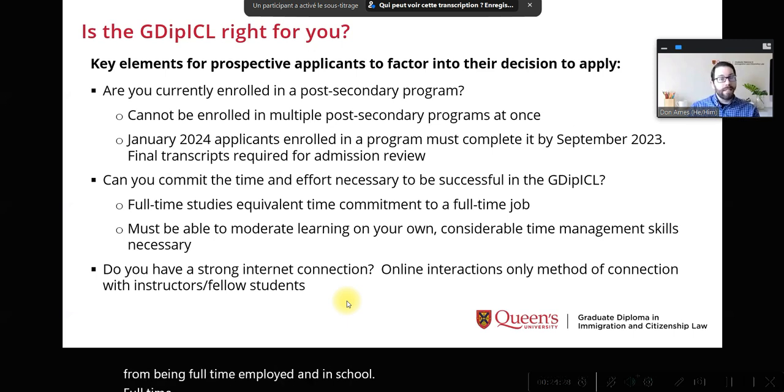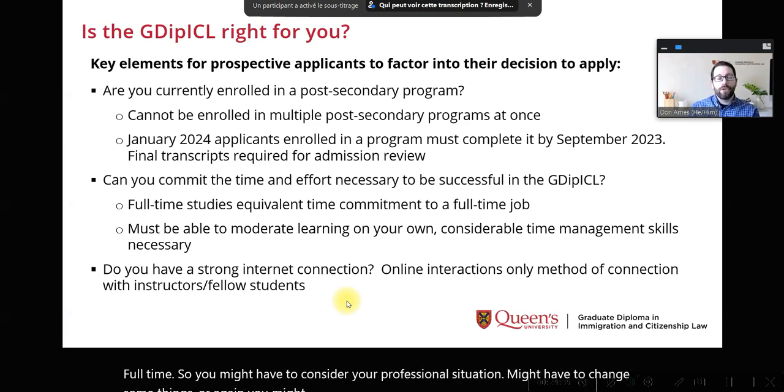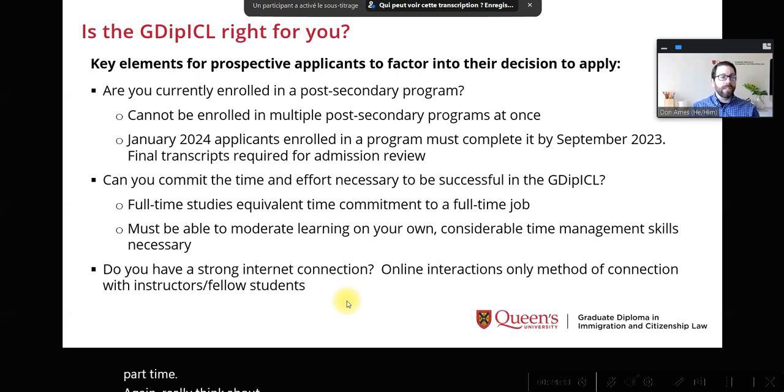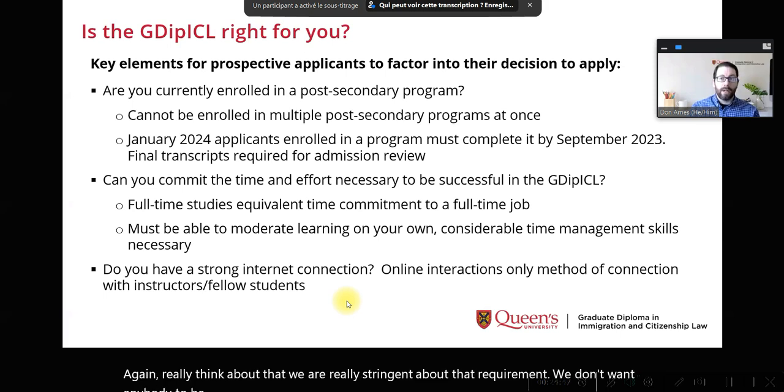So you might have to consider your professional situation, you might have to change some things, or again, you might have to consider a future application for a fall intake to apply part-time. Again, really think about that. We are really stringent about that requirement. We don't want anybody to be occupying both full-time study and full-time employment. So really think about what you can do in that regard.